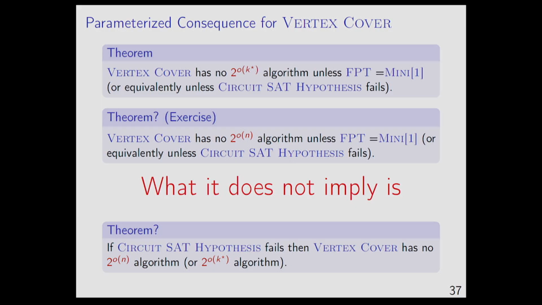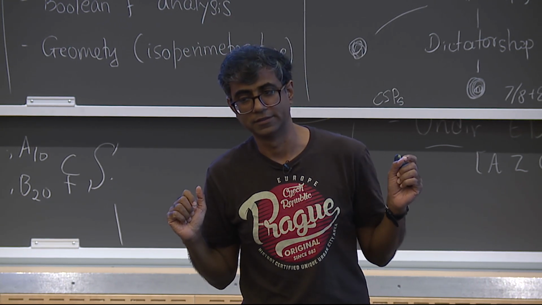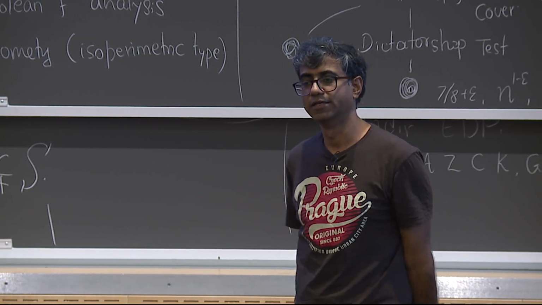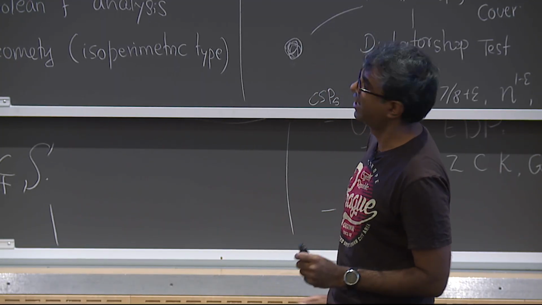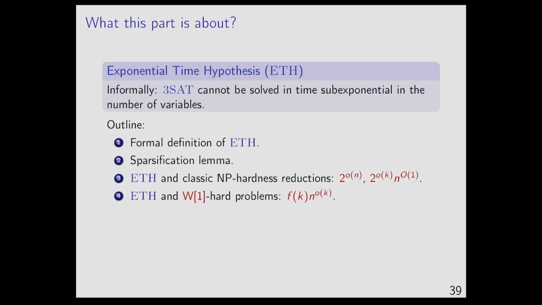Now, this is where the magic comes. We get to the exponential time hypothesis, right? So what do we know at this point of time? We know that vertex cover does not have a 2 to the power little o of n plus m algorithm if the circuit SAT hypothesis fails. Okay? So what is the exponential time hypothesis? I will tie them up at the end of the slides. That 3 SAT cannot be solved in time subexponential in the number of variables. Right? It's a 2 to the power little o of n kind of assumption. So I'll give you the formal definition of ETH, the sparsification lemma, ETH and some classical NP-hardness reductions, ETH and W1-hard problems. Okay? Hopefully.